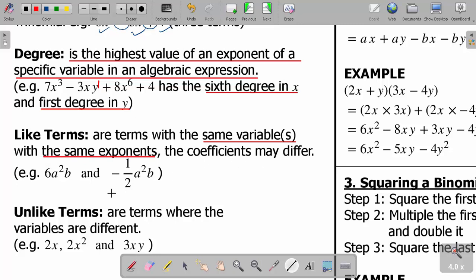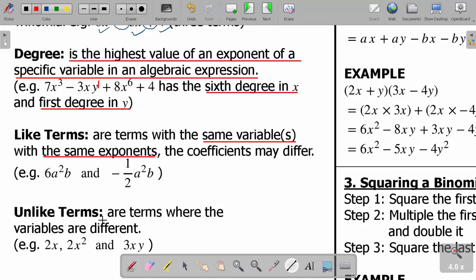They might be different. For example, this is 6a squared b and negative a half a squared b. So you see a squared b, a squared b. The difference is in the coefficient, which is 6 here and negative a half here. So these are called what? Like terms, which means we can add them and also subtract them.